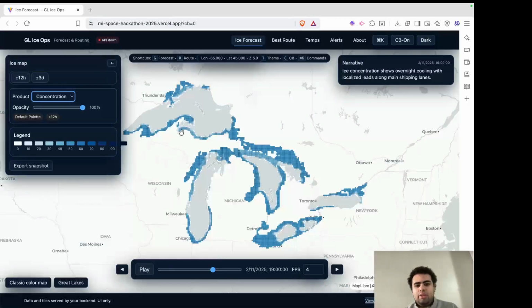Now let's get started with the ice forecast layer of our project. As you can see here, we've used 21 days of data, made a machine learning algorithm, and made it into concentration, thickness, and type data for parsing easily.